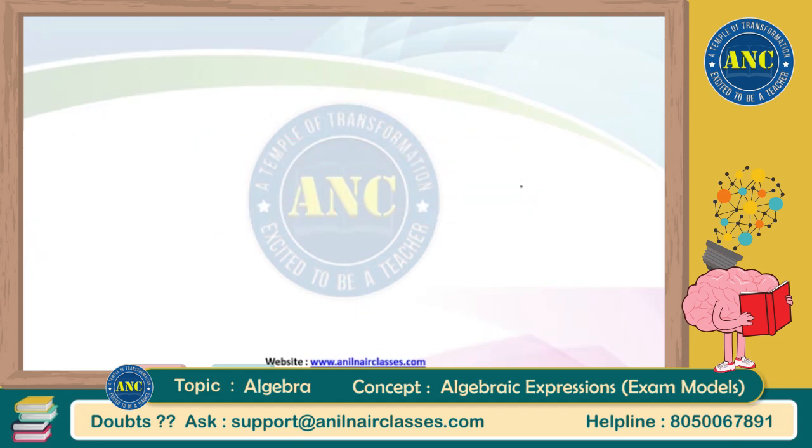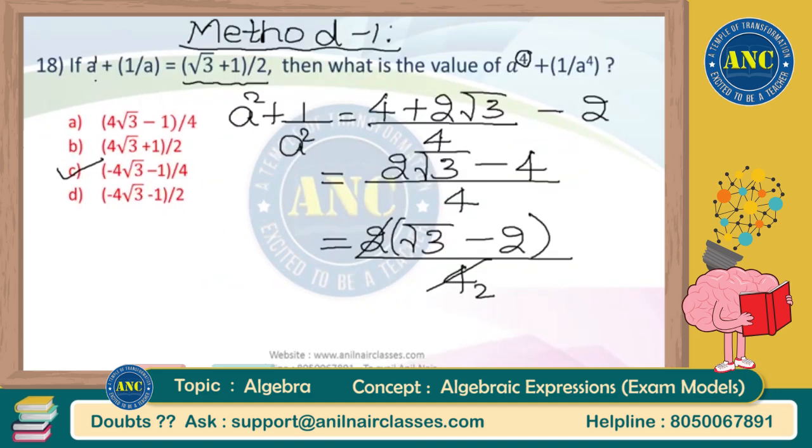Now let me come to the answer options which are given. Let me list out all the answer options. First of all, I will not be wasting my time on the first and second options, because 4 root 3 minus 1 is a positive value. Root 3 is 1.7. 4 into 1.7 is 6.8. Minus 1, 6.8 minus 1 is 5.8 by 4. It's a positive value. It cannot be the answer. Similarly, 6.8 plus 1 is 7.8 by 2. A positive value cannot be the answer.